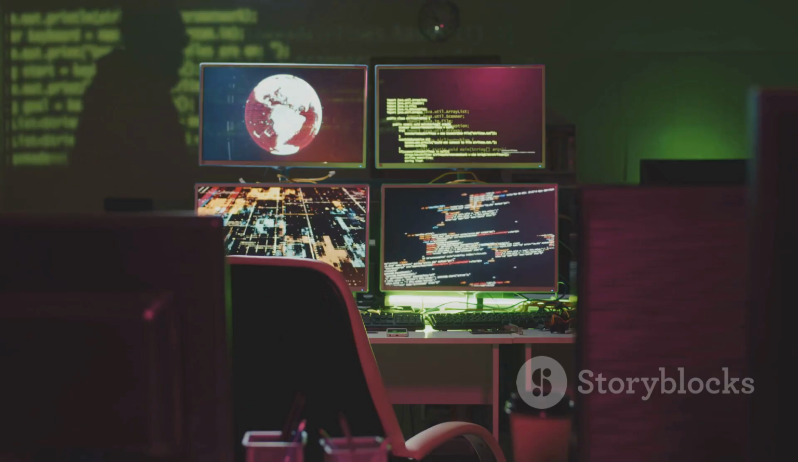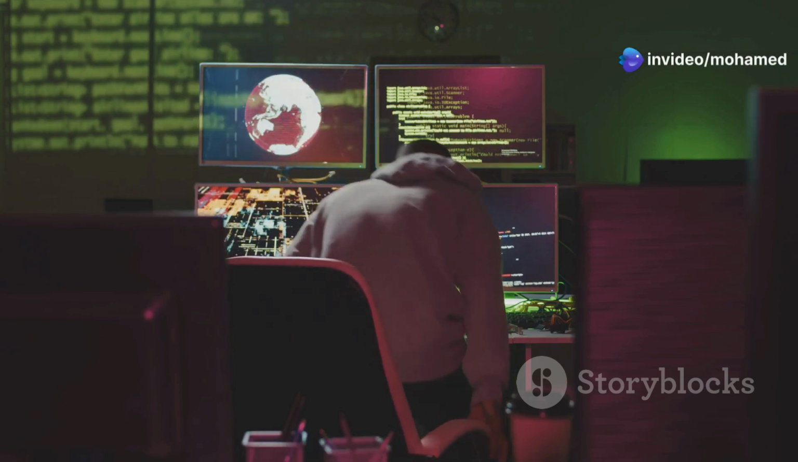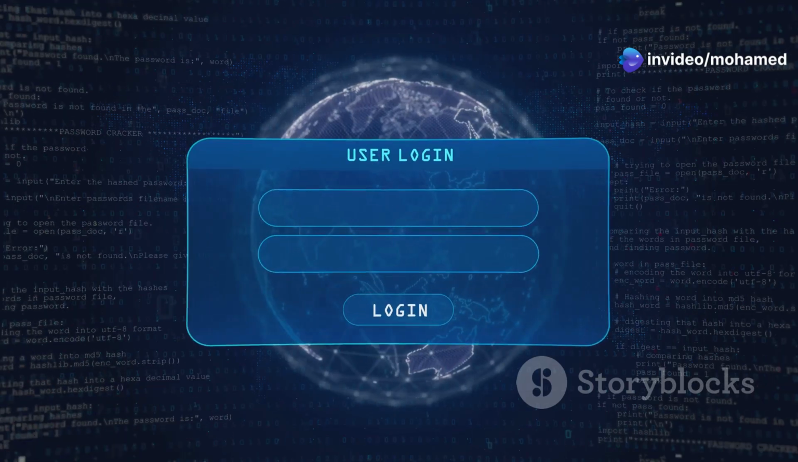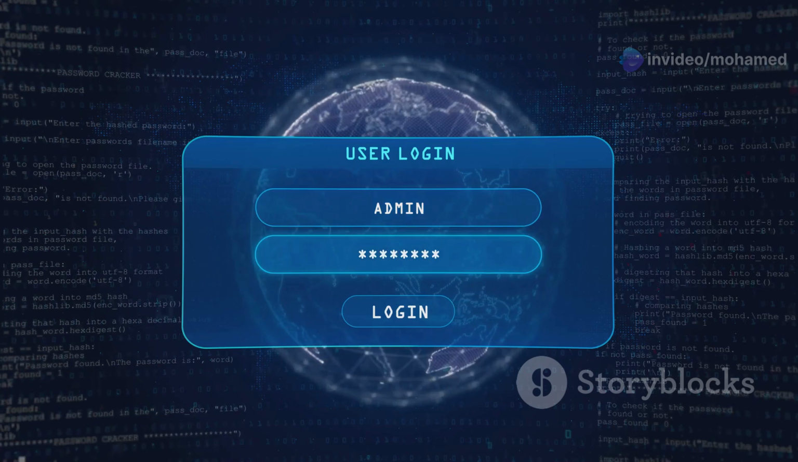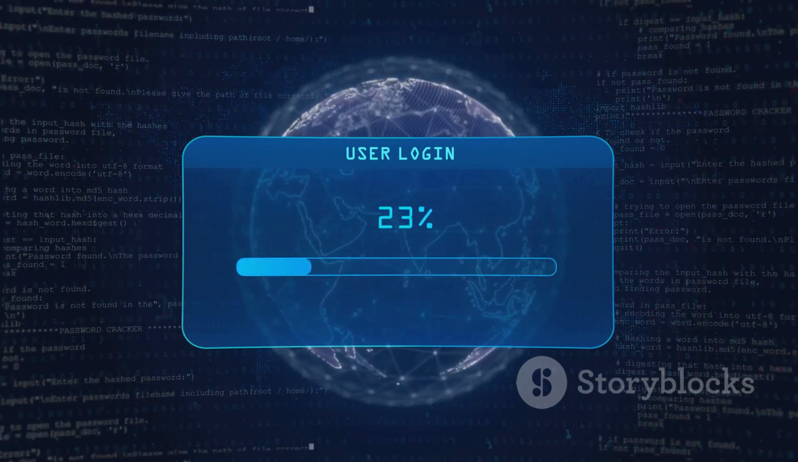Another entry point is through software vulnerabilities. Hackers are always on the lookout for weaknesses in operating systems, applications, or even firmware. Outdated software is particularly susceptible. Think of it like leaving a window open in your house. It's an invitation for trouble.